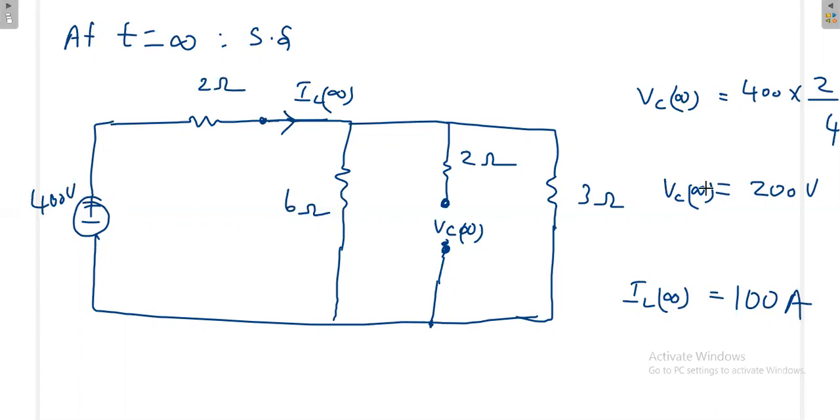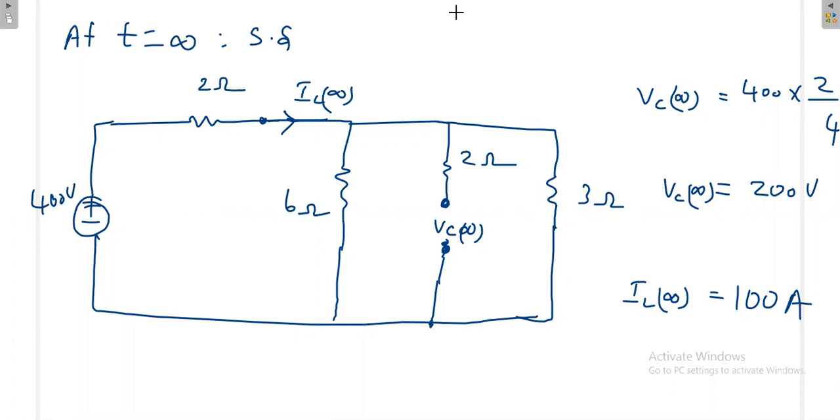Again, you can compare with the initial values. Before switching, what is the voltage? Before switching, what is the current? Either it increases or it decreases. You can compare, and based on that you can also decide what will be the dI by dt or dV by dt. Okay, yes sir, புரியுதா?